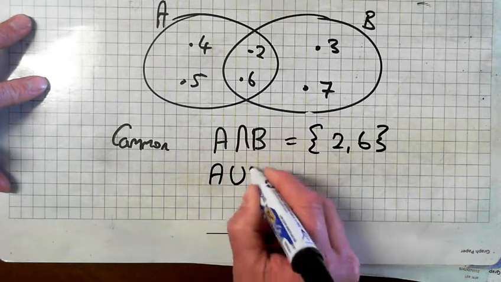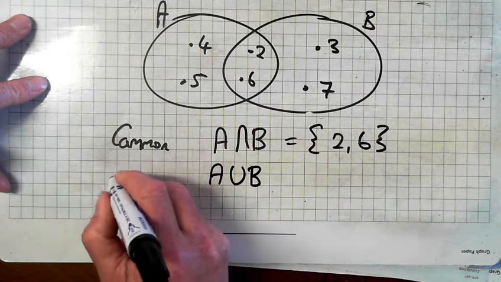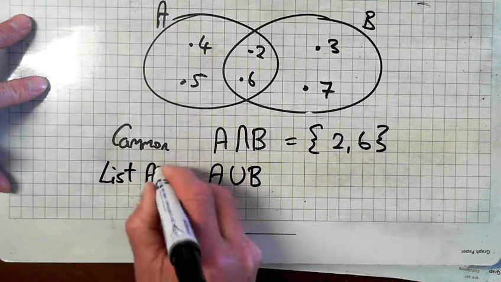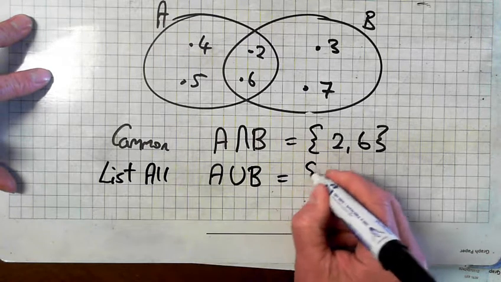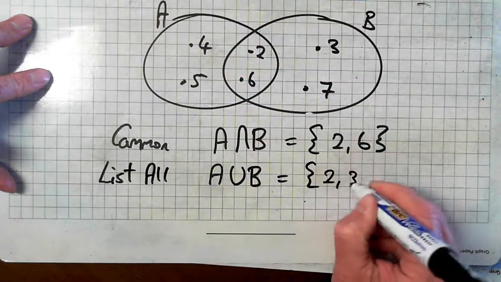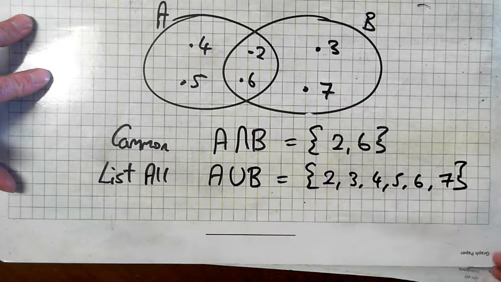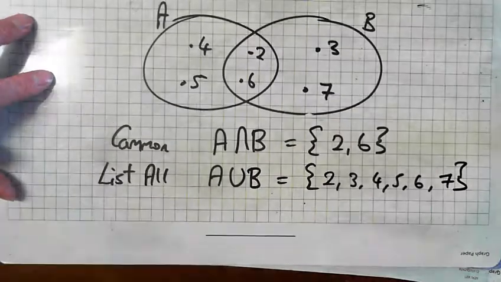What does this mean? Union. So that's intersection, union. All. List all. List them all from the lowest to the highest. 3, 4, 5, 6, 7. Okay? Is that alright? So we'll leave that there.